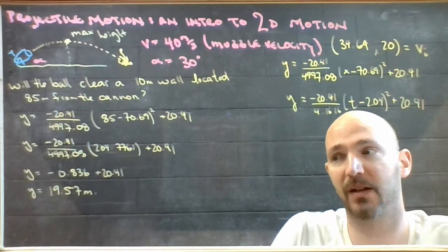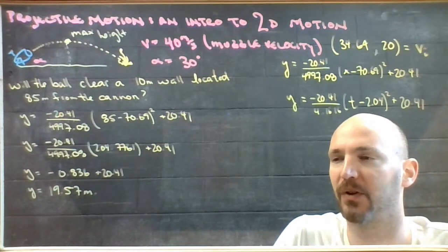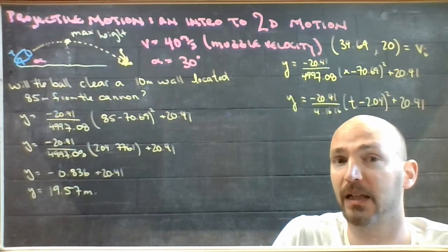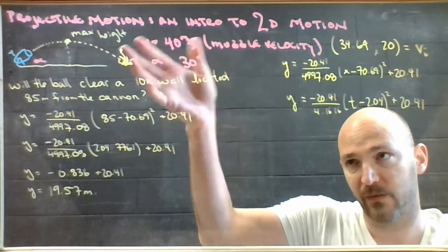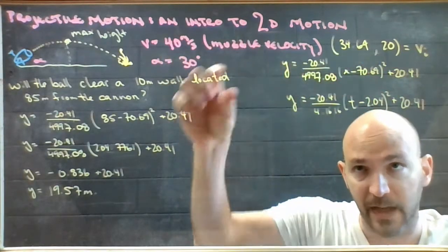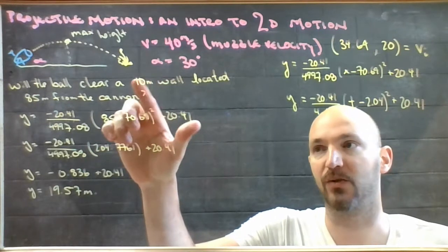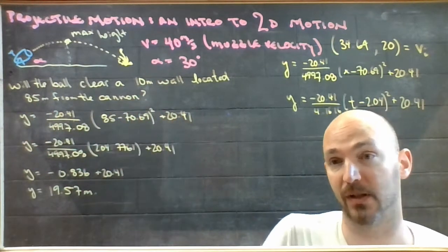So if you were to try and build a 20-meter wall to stop your crazy neighbor from firing cannonballs at you, that's like a 6-story building. That's a lot. So once you've used your initial conditions to create this parabola, I mean, we could change this to anything. We could do a 20-meter wall located 90 meters from the cannon. I can change any of those numbers.